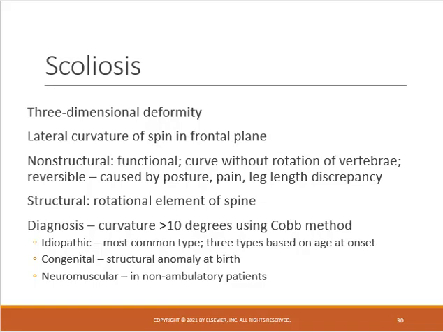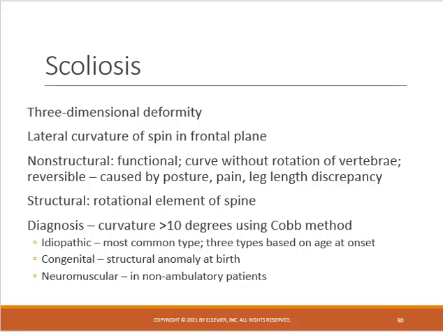Next, we're going to talk about scoliosis, and it's a three-dimensional deformity of the spine. The lateral curve of the spine in the frontal plane. There are different ones. Non-structural, which is functional. It's a curve without rotation of the vertebra, most often reversible, caused by posture, pain, or leg length discrepancy. And then there's the structural, which is the rotational element of the spine.